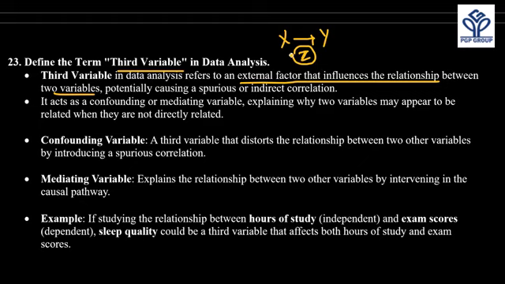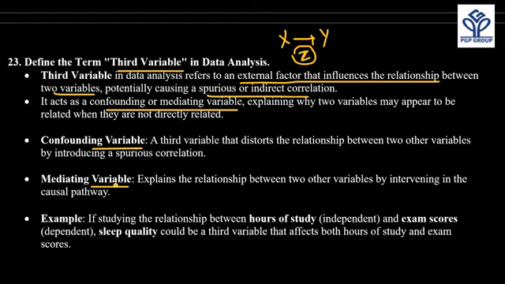This variable can cause a spurious or an indirect correlation. It acts as a confounding or mediating variable. In a very simple way, it can have a positive impact or a negative impact on the relationship between the first two variables. So we can divide that into two: confounding variables and mediating variables.